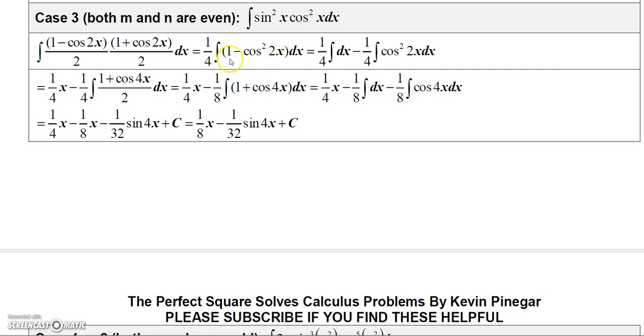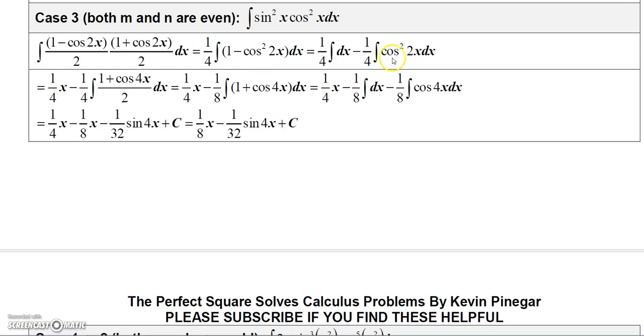Now, I can actually break this integral up into two integrals, where one integral would be 1/4 times the integral of 1 times dx. So that would just be 1/4 times the integral dx. And then the other one would be 1/4 times minus cosine squared 2x dx. So that would just be minus 1/4 times the integral cosine squared 2x dx. Now this integral, we know how to integrate. It just integrates to x. So we get 1/4 x.